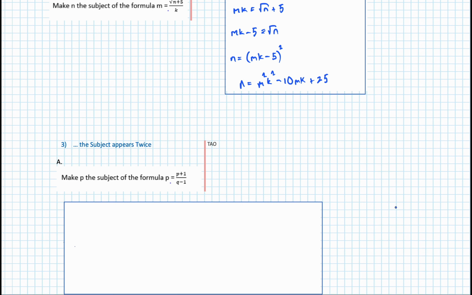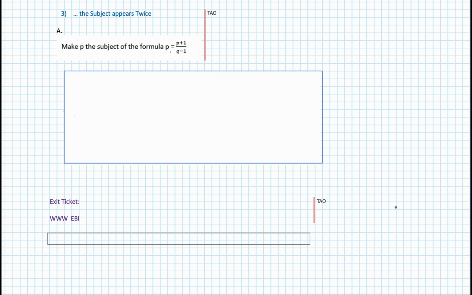Lastly, when the subject appears twice, it can often be a little bit daunting when you see this question, because p is the subject already, but there is another p. There might even be more than one. This is an example of this type of question. So let's have a look.